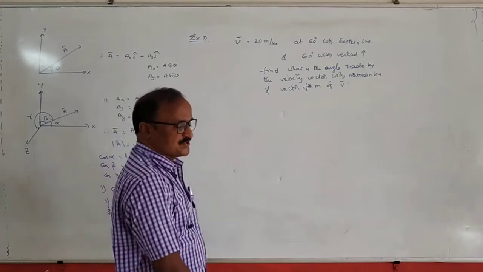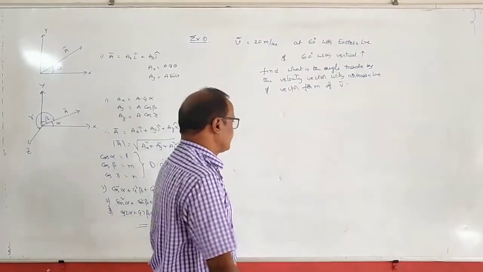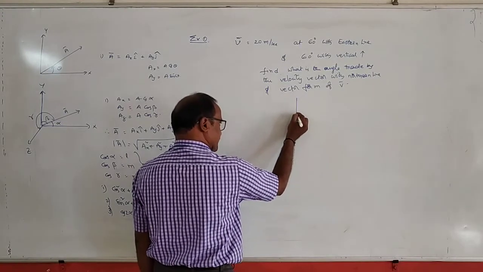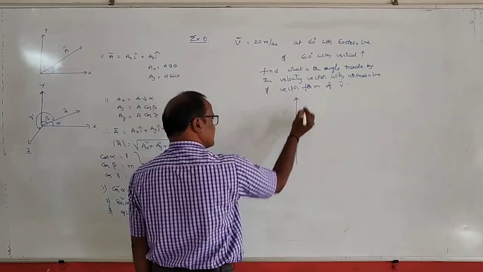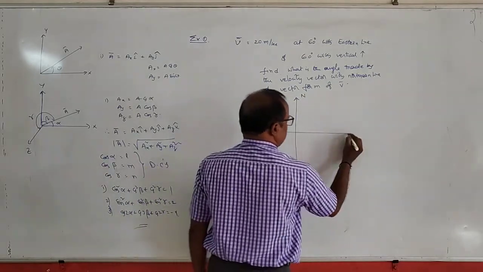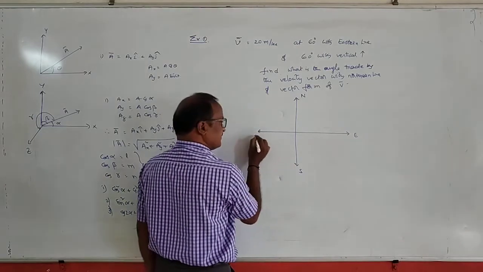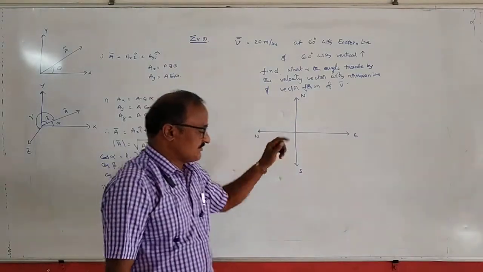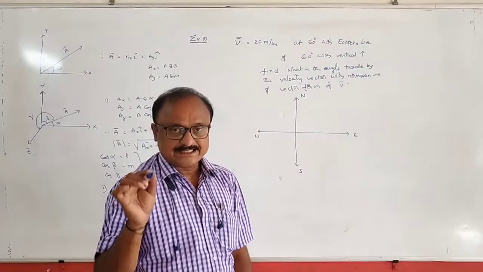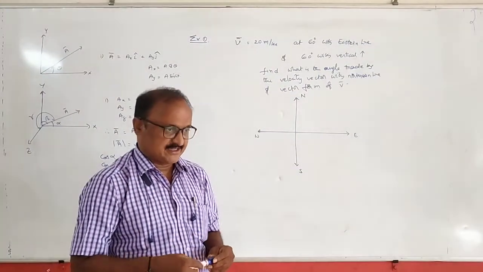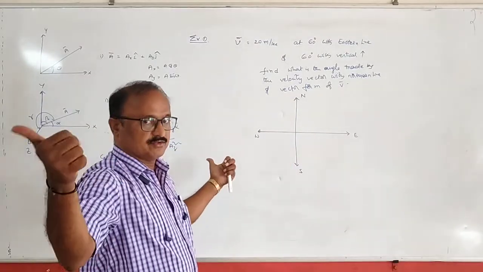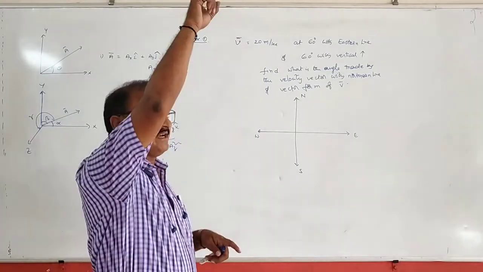See here, my dear students. First, we will draw this: north and south of the earth, and these are east and west directions of the earth. It is given that a body is moving with a certain velocity. Say for example, this is east, west, north, south, and this is the vertically upward line.